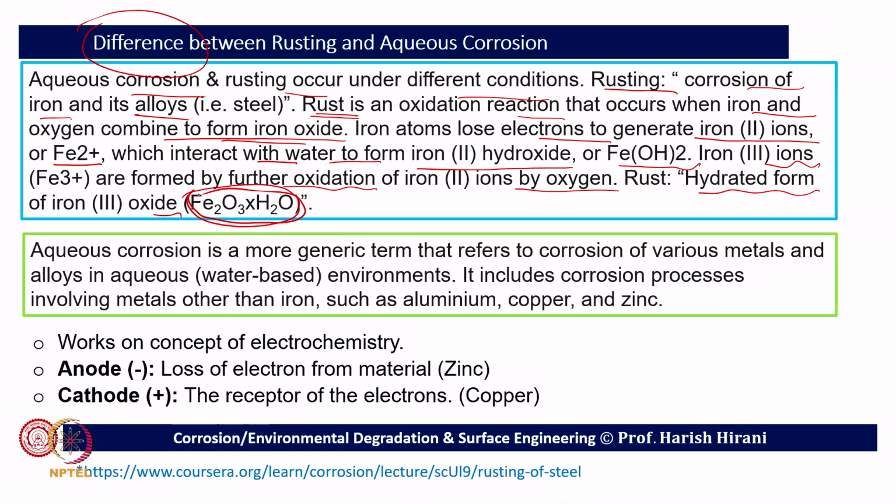If I do not have this product, all the others can be aqueous corrosion. That is why we have kept a special category for rust, the reason being that it happens very commonly. Iron and iron alloys have been used extensively in a number of products.